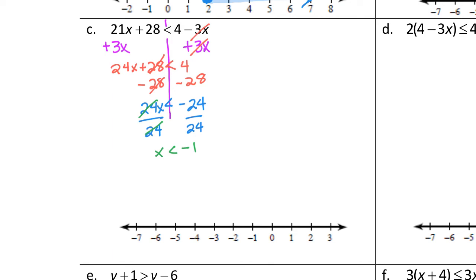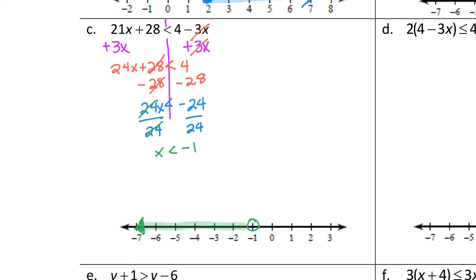So no equal sign, so we're going to have that open circle right here. We're going to shade below, and don't forget to put the arrow on the end.